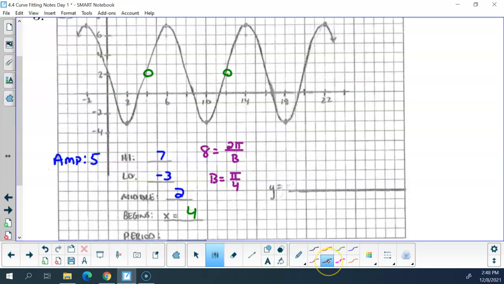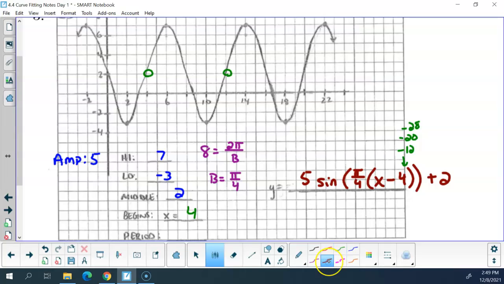So, sine curve, first one, 5 sine pi over 4 times x minus 4, plus 2. Yes? Okay. We could have also gone with that one plus 12, or excuse me, minus 12. Minus 20, minus 28, etc. Okay? That's one of them.